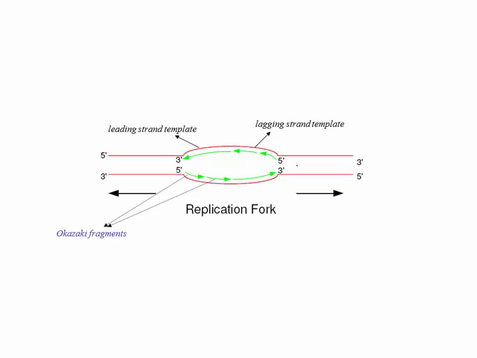As this opens up from the replication origin, which is called the replication fork, this strand can be synthesized without any problem because you are going in the 5' to 3' direction, and DNA polymerase can synthesize only in that direction. The same thing is true for the bottom strand. If you start from the replication origin going to the right, you're going from 5 prime to 3 prime, so you can synthesize it continuously.